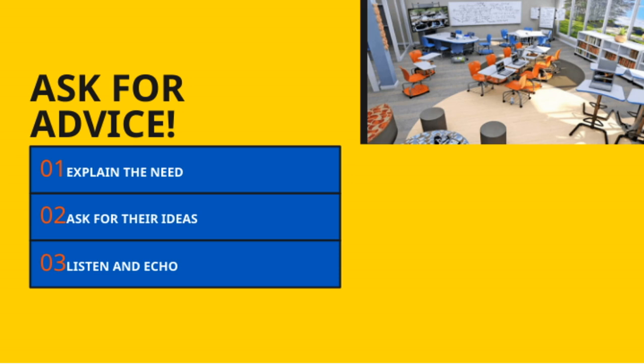Next, we listen and echo. That means actively listening to what others share and reflecting it back, which helps build trust and ensures everyone's voice is heard. Finally, we ask for advice. This step shows respect for others' expertise and fosters a sense of shared problem-solving. By following these steps, explaining the need, asking for ideas, listening and echoing, and seeking advice, we create an open, collaborative environment that drives better decisions and stronger teamwork.